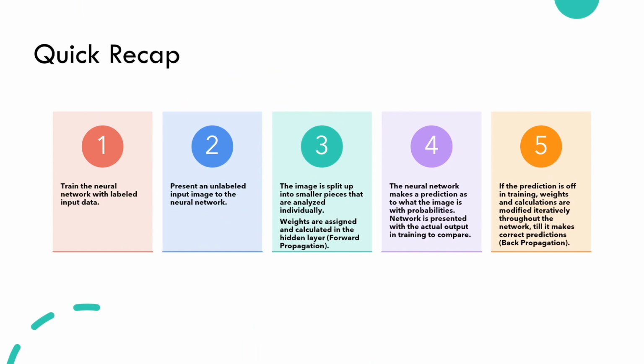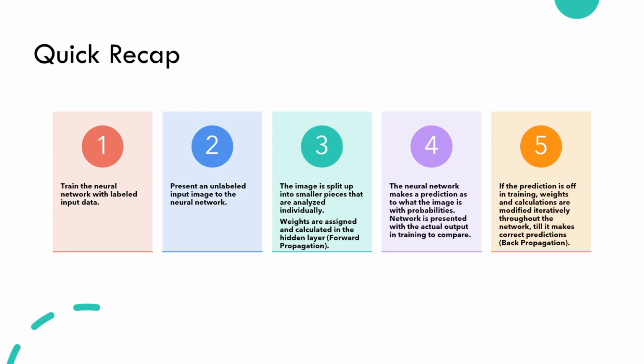So here's a quick recap from our examples. First, we train the neural network with labeled input data. Second, we present the unlabeled input image to a neural network. Third, the image is split up into smaller pieces that are analyzed individually, and weights are assigned and calculated in the hidden layer, also known as forward propagation. Fourth, the neural network makes a prediction as to what the image is with probabilities.